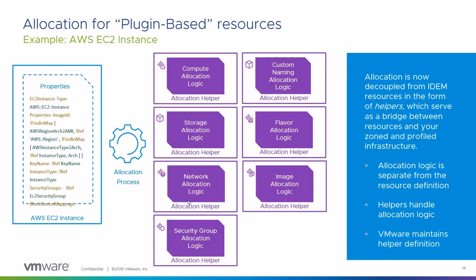land on the network for the virtual machine, and the image allocation allows you to select the OS, or operating system, image for the provisioned virtual machines or resource. And then security finally allows you to land on the security. All these are collectively called allocation helpers, which support and act as a bridge between the Idem resource and the zones and the infrastructure.